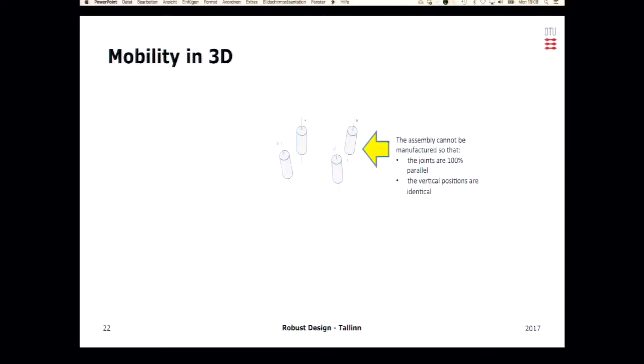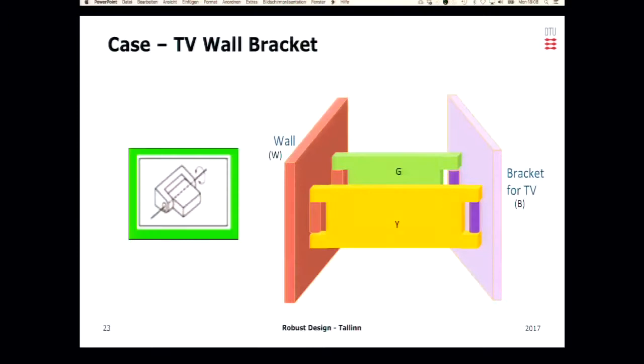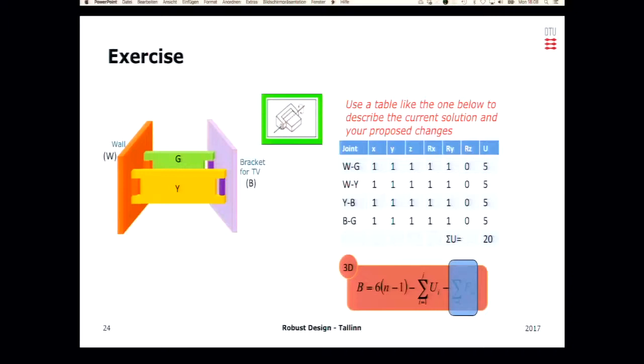Now, when we move into 3D, the problem gets worse. So we can have a simple wall bracket that looks like this, with four components. And when you actually fill in the matrix, let's just take one example here, between W and Y, we're constrained in the X, constrained in the Y, constrained in the Z, RX, RY, and just free in the RZ. So basically we've got 20 unfreedoms in this whole mechanism, and when you apply the 3D Kutzbach equation where you just replace the 3 with a 6, we get a mobility score of -2. So it's very over-constrained.